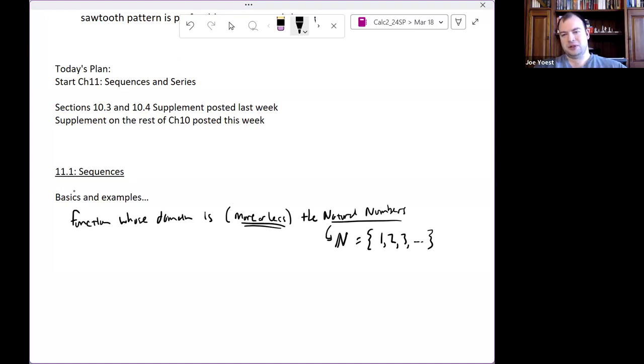Now, what's the more or less part here? Well, we could have a sequence that starts at, say, 4. It goes like 4, 5, 6, and so on, where the domain starts there. We could even have a sequence that is just the odd numbers, 1, 3, 5, 7, or the even numbers. We would still say those are sequences because they have the fundamental properties of the natural numbers. What are the two fundamental properties of natural numbers?